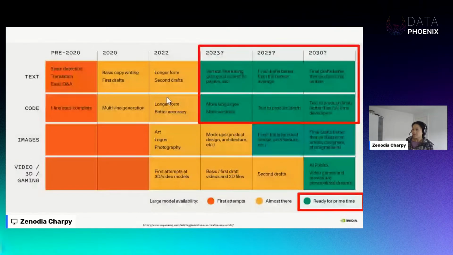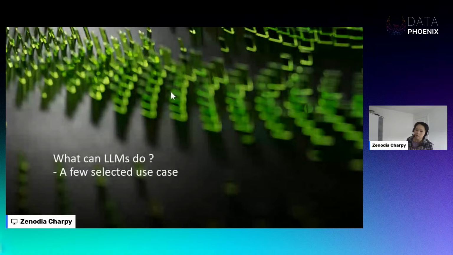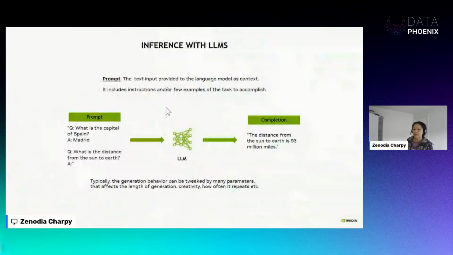So that naturally leads us into what those text-based language models can do, right? Let's take a look at a few use cases. Now, before we do that, we first need to understand how we can interact with these models. Inferencing with large language models. First, you will need a prompt.